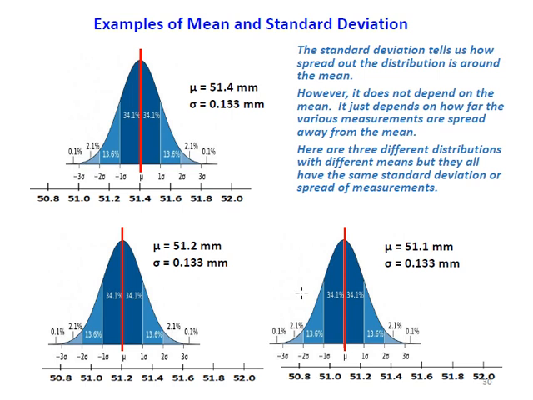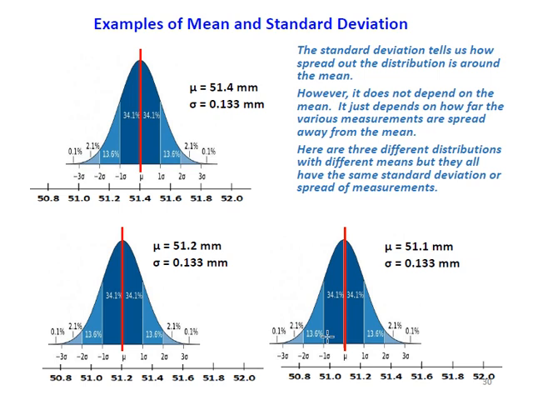So here we have three different distributions given to you, with different means, but they all have the same standard deviation or spread of your measurements. So when you look at it, we have 51.4 millimeter, your mean, and your standard deviation is 0.133 millimeters. Another one, 51.2, the mean is shifted, meaning it's going from 51.4 to that side, which is your left side. And then 51.1 goes even further to the left side. And of course keeping the same standard deviation, so the spread is the same, meaning the curve shape is the same, but the mean is shifted to that side.